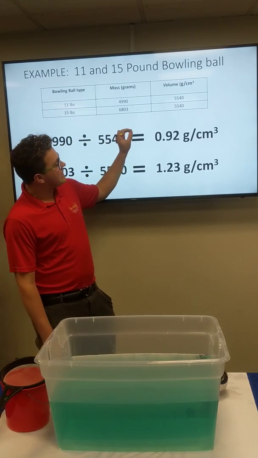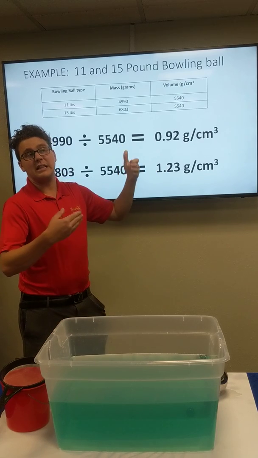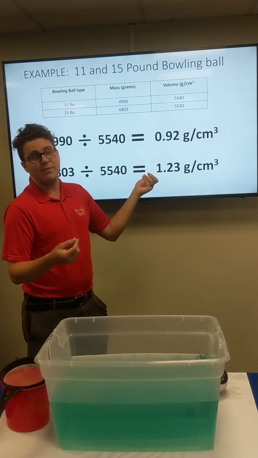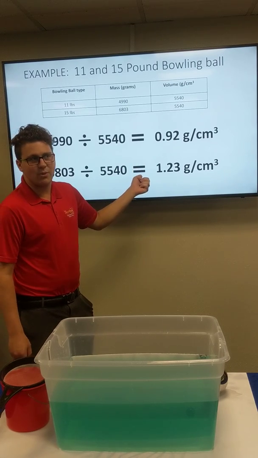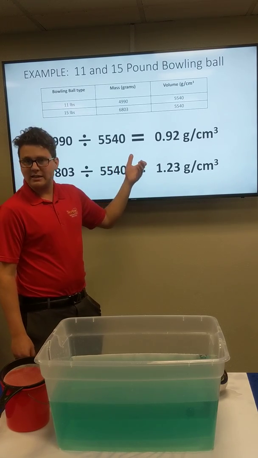So, our 11-pound bowling ball is less dense than water. If something is less dense than water, it's going to float on top of it. And if you have something like our 15-pound ball here that is more dense than water, well then that is going to be something that sinks.